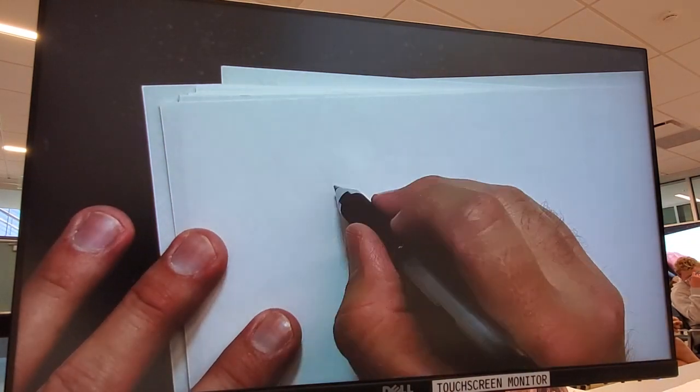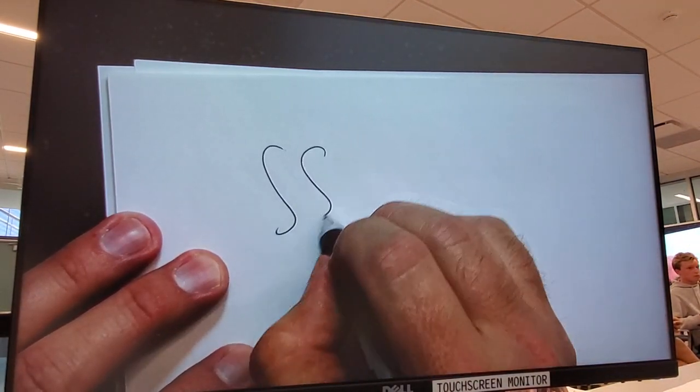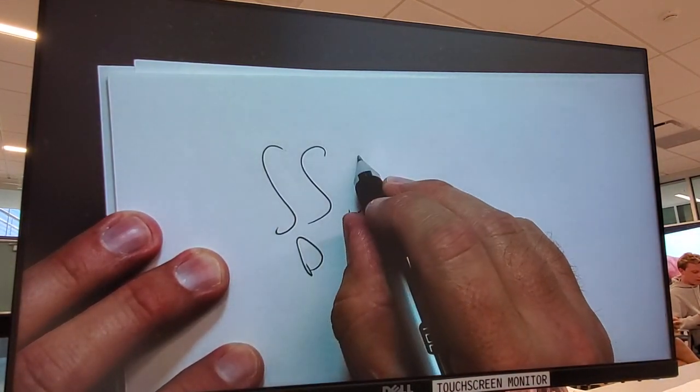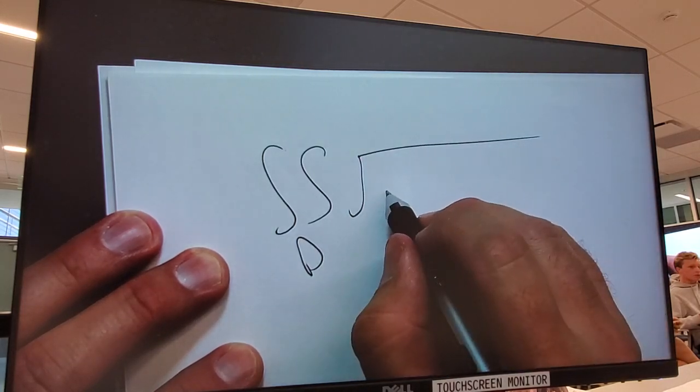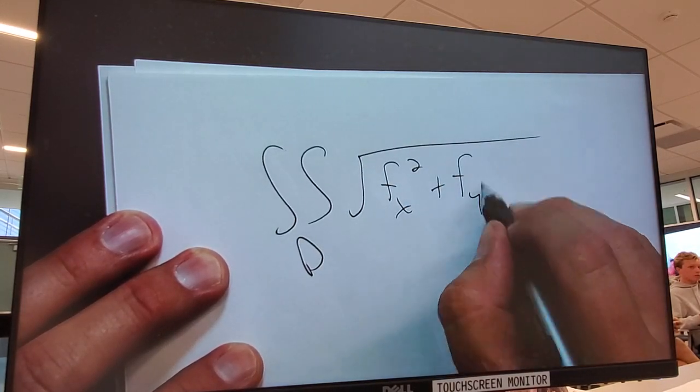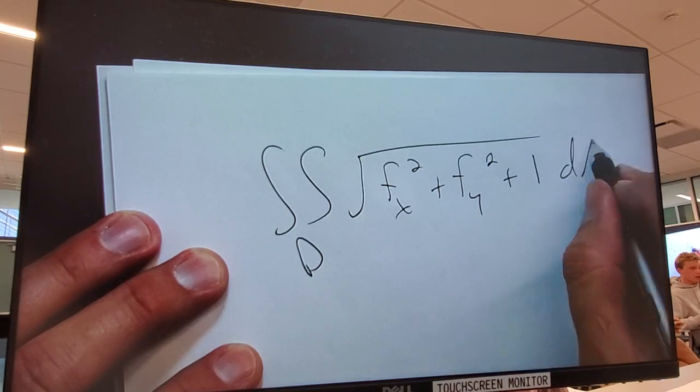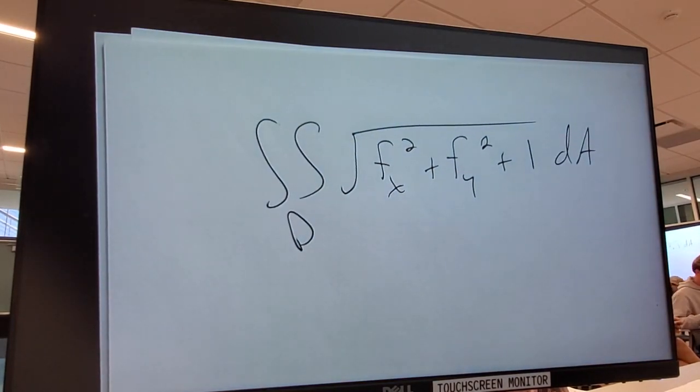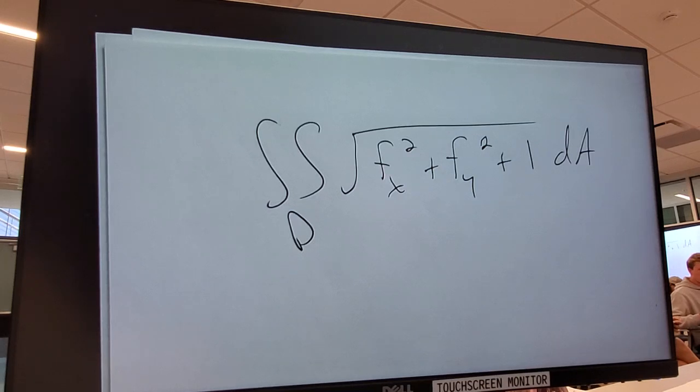Do you guys remember the formula for surface area? It's the integral. What kind of integral? Double integral. The square root of fx squared plus fy squared plus 1 dx. Kick ass. Like so many of you are asking, are you going to lecture about that right now, Jeff? I did.